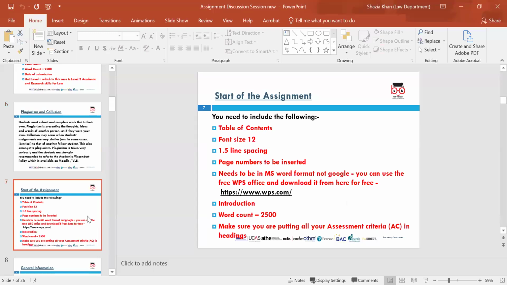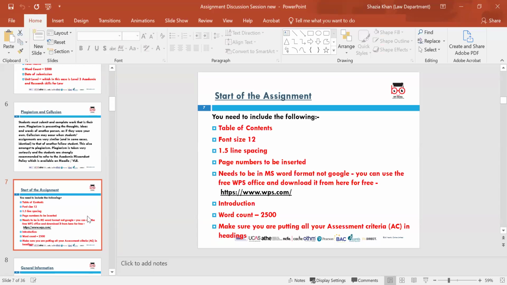At the start of the assignment, again, you need to have a table of contents to identify where everything is and what you've put in the assignment. The font size needs to be 12 and 1.5 spacing. Page numbers need to be inserted so it's easier for everyone to understand when it comes to the contents page. It needs to be in Microsoft Word format, not Google. So you can use the free WPS Office and download it here free. The link is there. So if you don't have it, please do not put your work on Google. Make sure your work is in Word format.